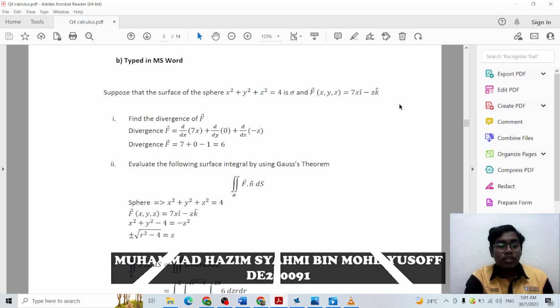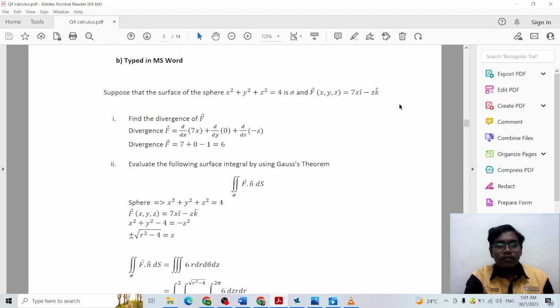Okay, so next is question B. Suppose that the surface of the sphere x squared plus y squared plus z squared equal to 4 is the boundary, and F(x,y,z) equal to 7x i minus z k. So the first question is to find the divergence of F.